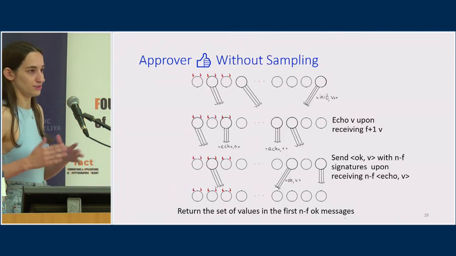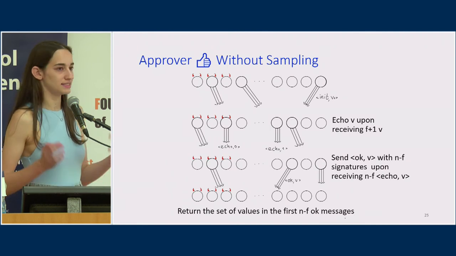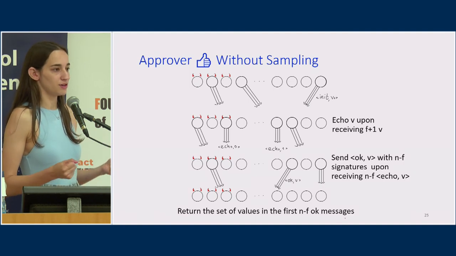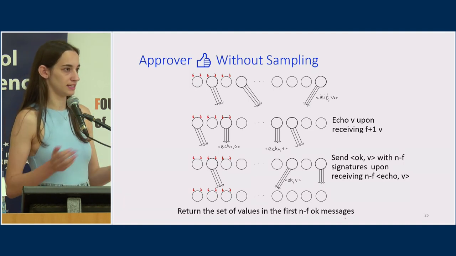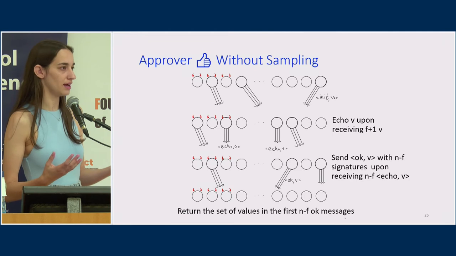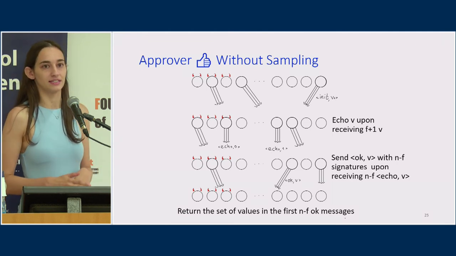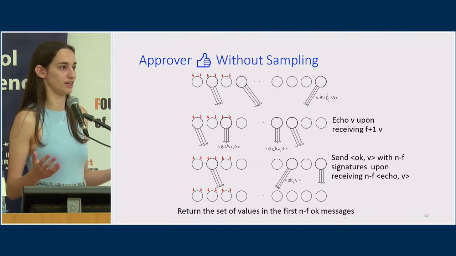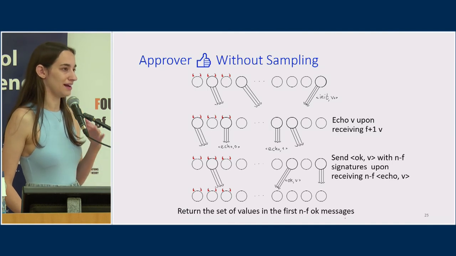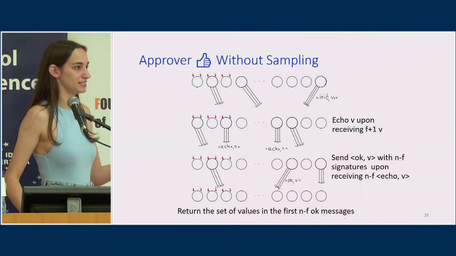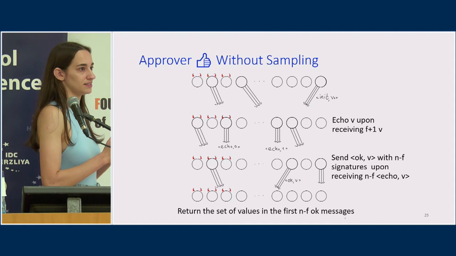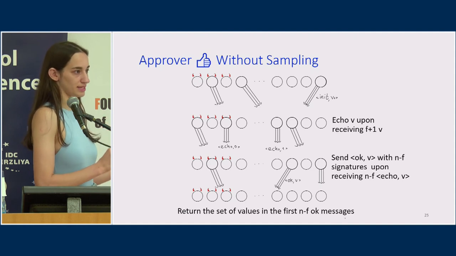I won't get into great detail, but the main idea, first without committee sampling, is quite similar to Bracha. Every process starts with this initial value. It sends it to all other processes. Once a process hears f plus 1 copies of the same value v, it sends an echo message, boosting the presence of v in the system. Then if I heard n minus f echoes of the same value, I'll send an OK message along with the signatures. And finally, I return the set of the values in the first n minus f messages.